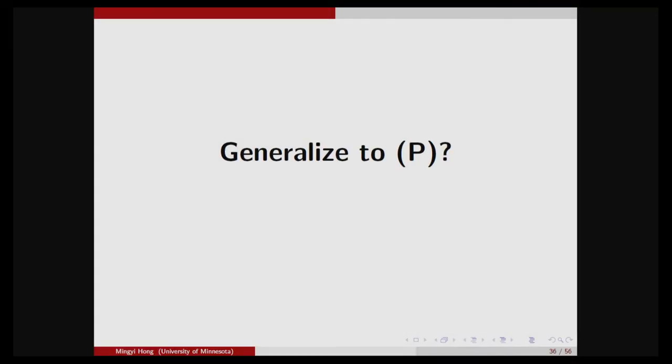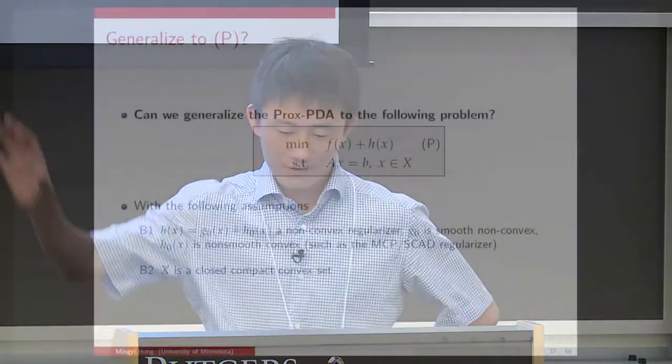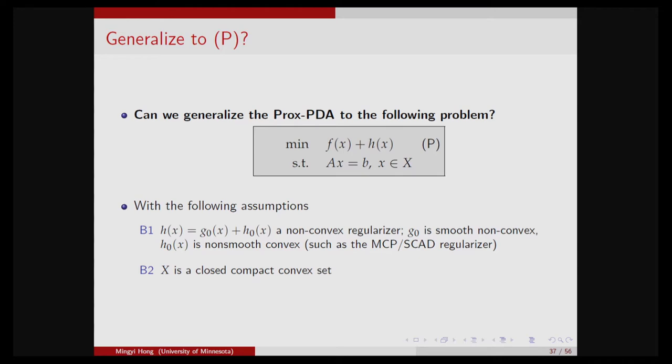Okay? And then, this finishes the first part, which is, for the simple problem, we're able to characterize the convergence to first and second order stationary solutions. Now, we'll talk a little bit more about general problems. So for general problems, we'll have the proximal term, we'll have constraints.